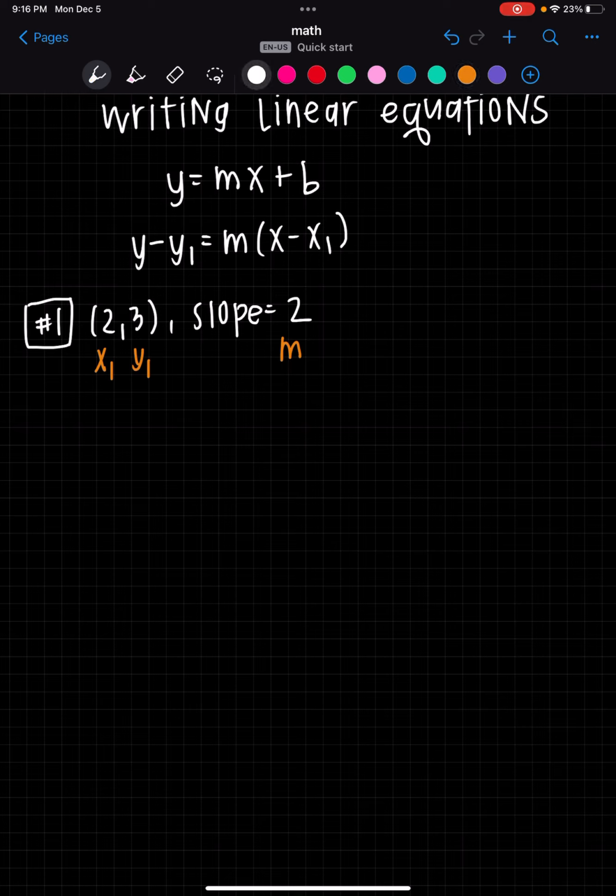Okay, so now what we're going to do is take that point slope equation, which is y minus y1 equals m, and then in parentheses x minus x1, and I'm going to replace the y1, the m, and the x1 with the numbers I have for this example. So it's going to be y minus my y1, which is 3, equals my m, and my m we decided was 2, and then parentheses x minus my x1, which is 2.